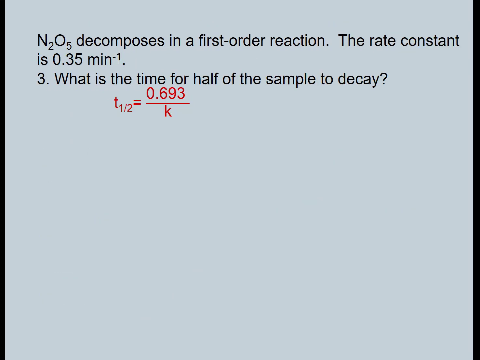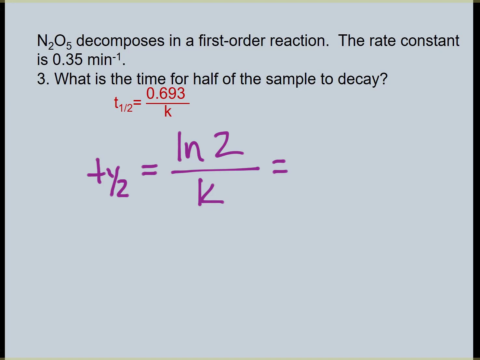So let's do one that has half-life in it. So again, it's the same reaction. N2O5 decomposes. It's a first-order reaction, and there's my rate law. What is the time for half of the sample to decay? So if I have my half-life, that is equal to the natural log of 2 divided by k. And the formula that they have there, they already take that natural log of 2. That is equal to 0.0693. So that's where they get it from.